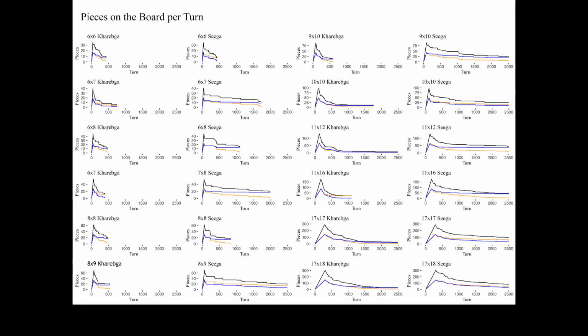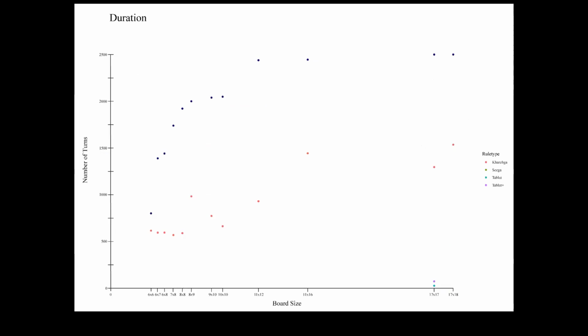Another thing that we did was, we wanted to explore further. The conclusion from these is that Karuga seems like a more likely rule set that could be played on most of these board sizes, because it is completable for some of them, and it takes fewer turns than Sega does. But you can see 1,500 turns is still a really long game.